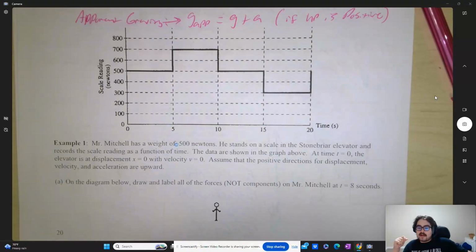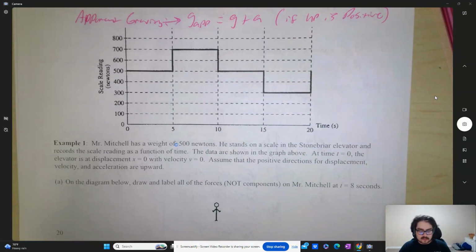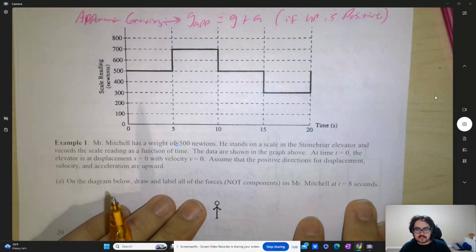But I stand on a scale in the elevator at Stonebriar, a mall near where the school is, and I record the scale reading as a function of time because I'm a nerd like that. The data are shown in the graph above. At time t equals 0, the elevator is at displacement x equals 0, velocity v equals 0. Assume that positive directions for displacement, velocity, and acceleration are upward. For the first part, draw and label all forces, not components, on Mr. Mitchell at t equals 8 seconds.